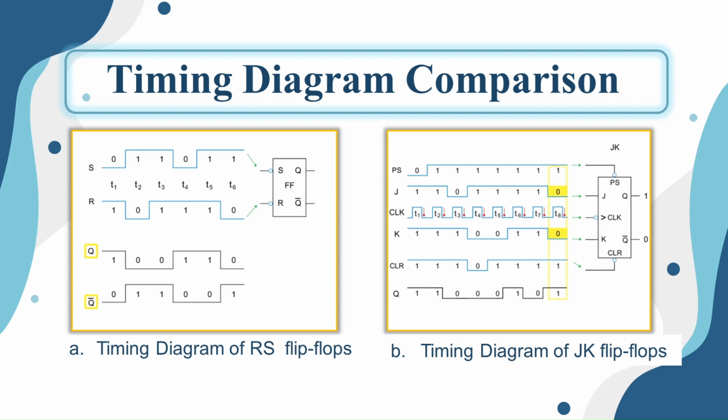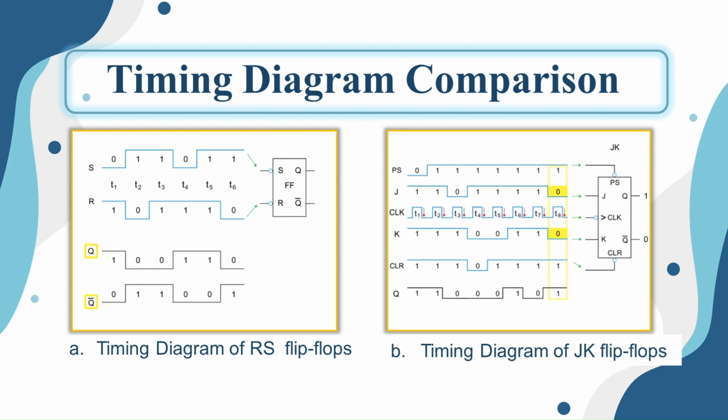Now let's compare the timing behavior of RS and JK flip-flops using waveform diagrams. Let's start with the JK flip-flop shown on the right side of the screen. As we can see, it includes a clock input and output changes happen only on the falling edge of the clock pulse, marked by red arrows at time points T1 through T8.